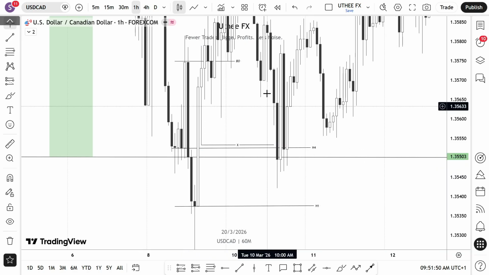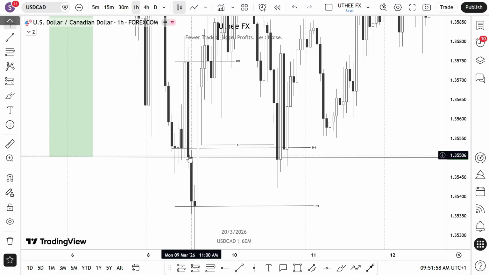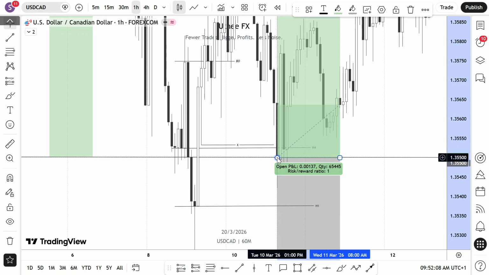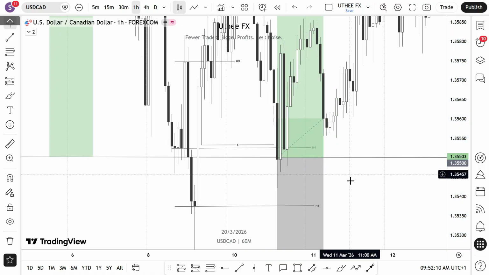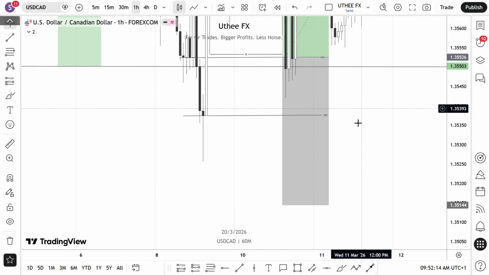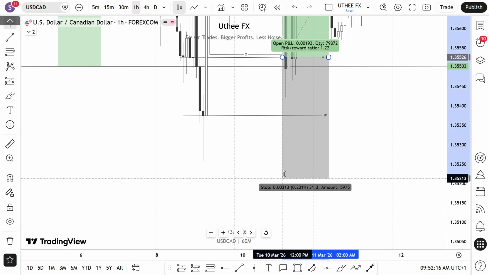Why? Because price may want to come back, attack liquidity, rebalance and hold imbalance at a specific pricing level. Which pricing level? Here or here. You take your entry here, here or here. You don't understand? Take your entry. Even if it is here, you take your entry. It's still okay.